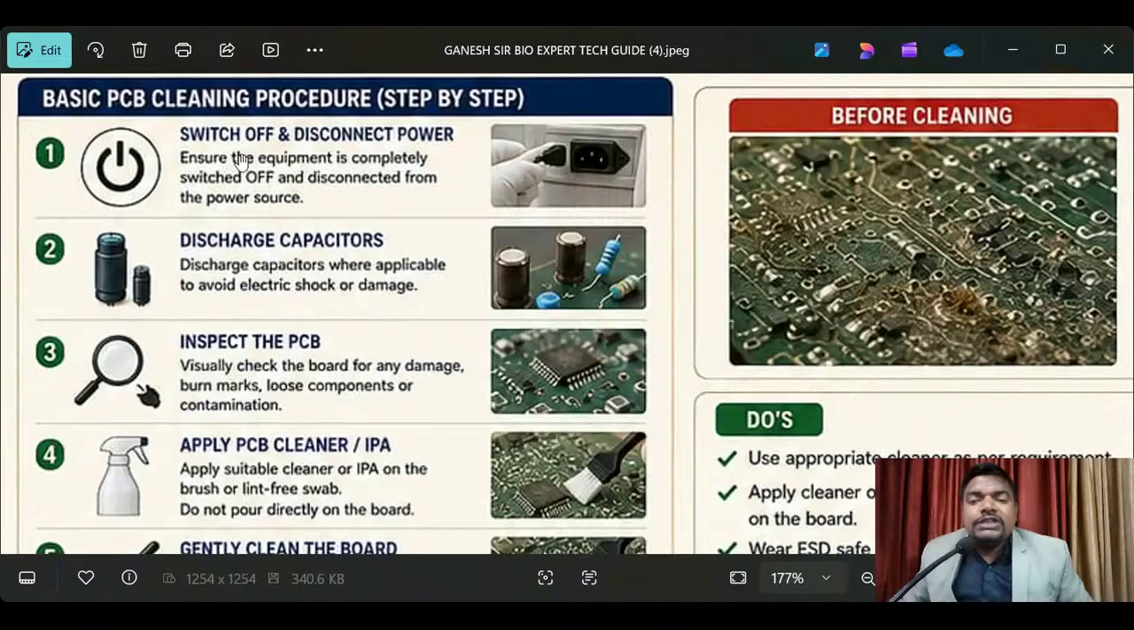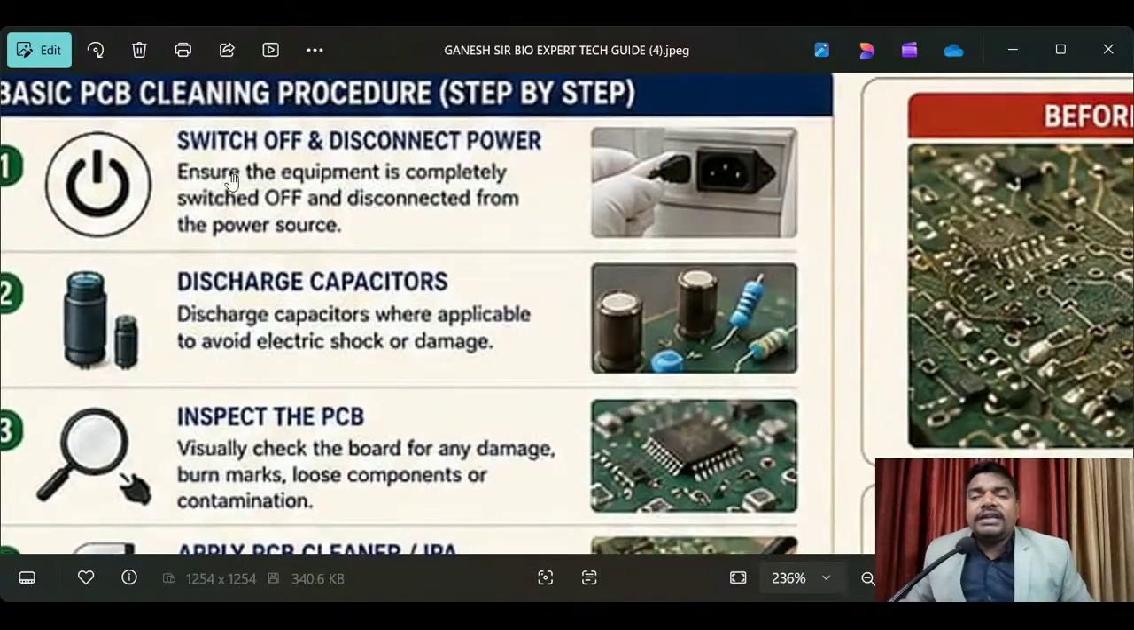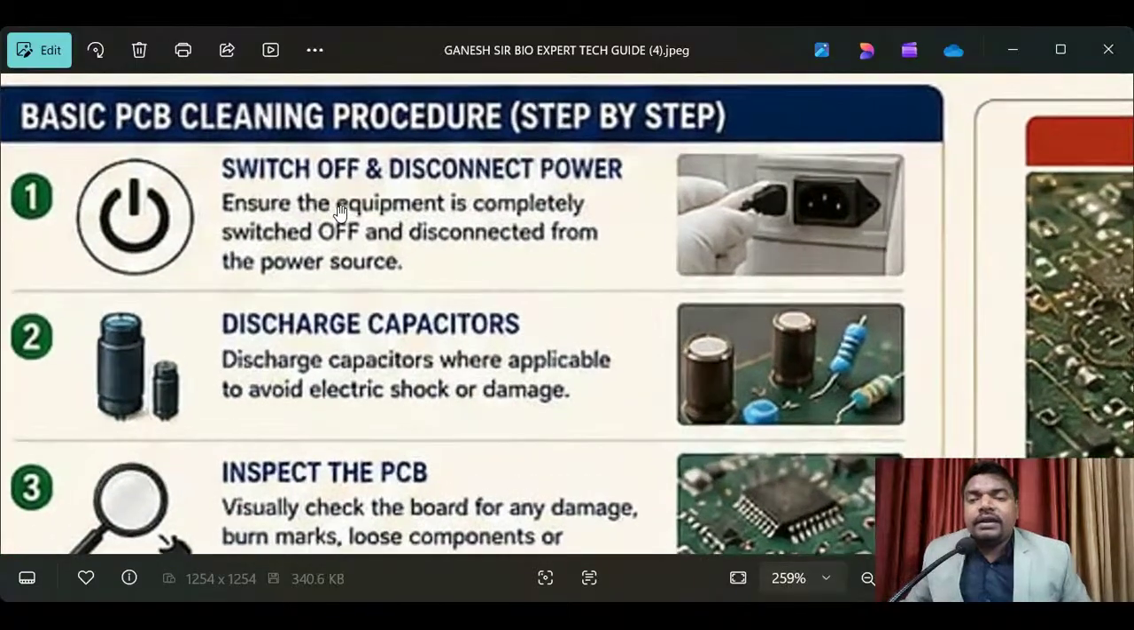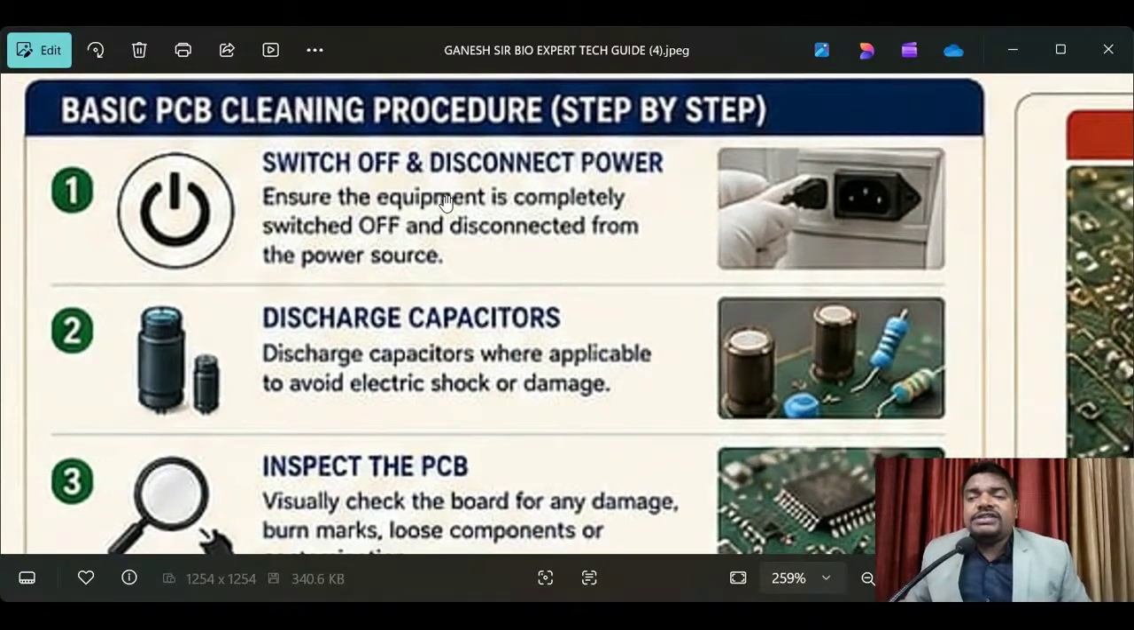Number one, switch off and disconnect power. Okay, see here how it looks. Images are also given here for your understanding. If you are a new person, if you are a fresher, then you may not have an idea. Then this is going to give examples in your life, right? Again, it is going to zoom, then it is very visible right now.